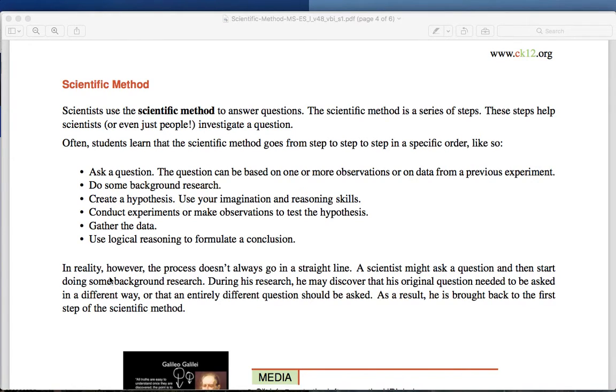In reality, however, the process doesn't always go in a straight line. The scientist might ask a question and then start doing some background research. During this research, he may discover that his original question needed to be asked in a different way, or that an entirely different question should be asked. As a result, he is brought back to the first step of the scientific method.